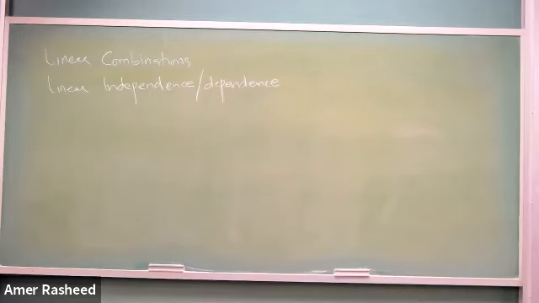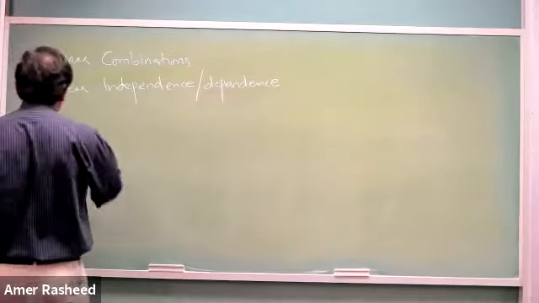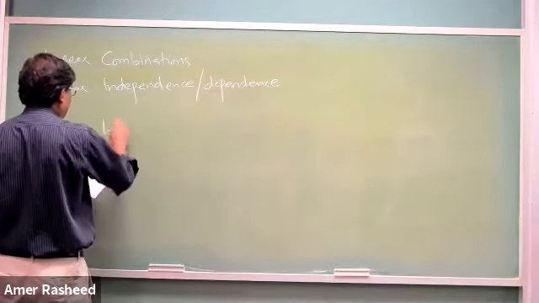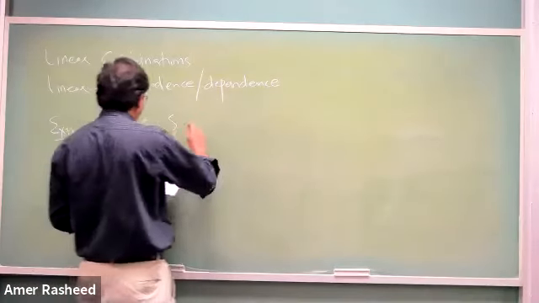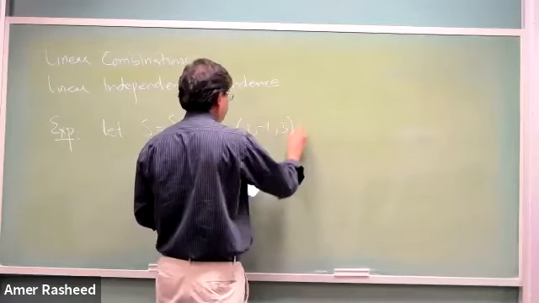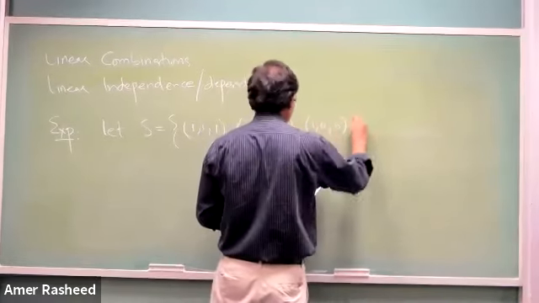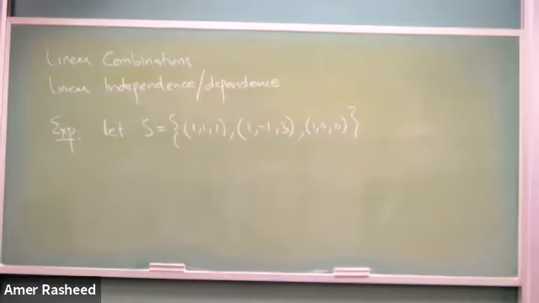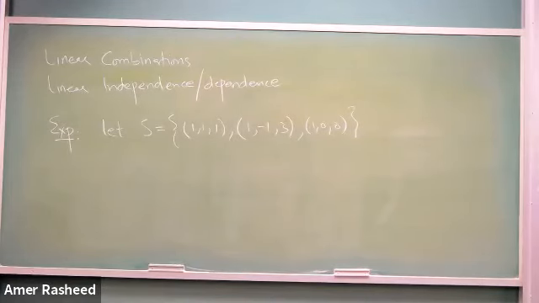For example, we did examples. Let's have another example. Let S be defined by (1, 1, 1), (1, -1, 3), and (1, 0, 0). Is this set linearly independent or not? How can we find whether this set is linearly independent or not?